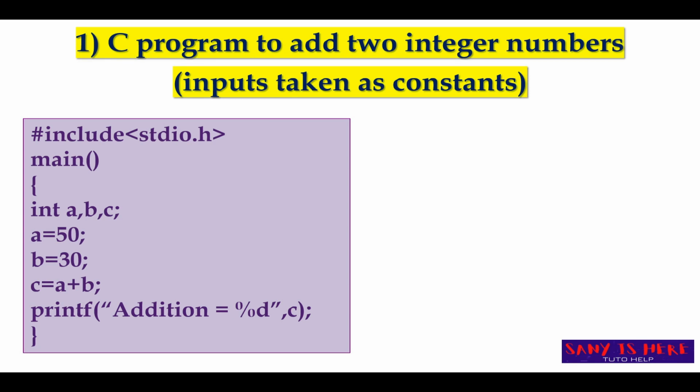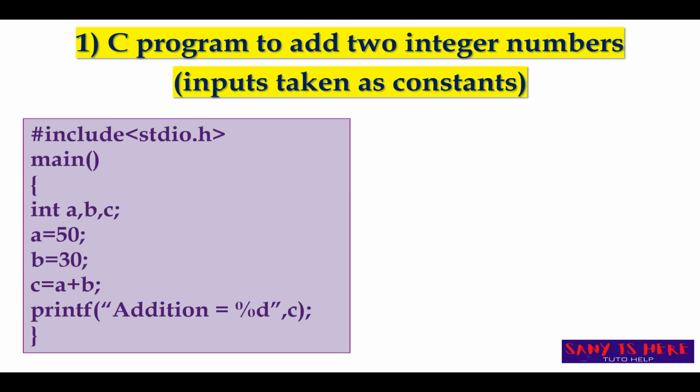What is the meaning of this? Which means a is a variable which is of type integer, means in A you can store integer value, in B you can store integer value, even C holds the integer value.